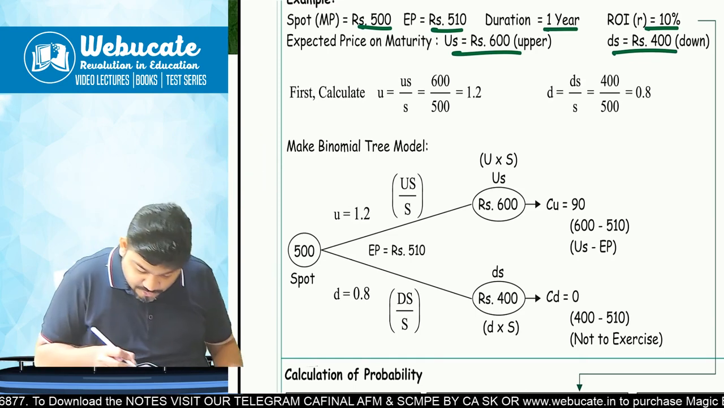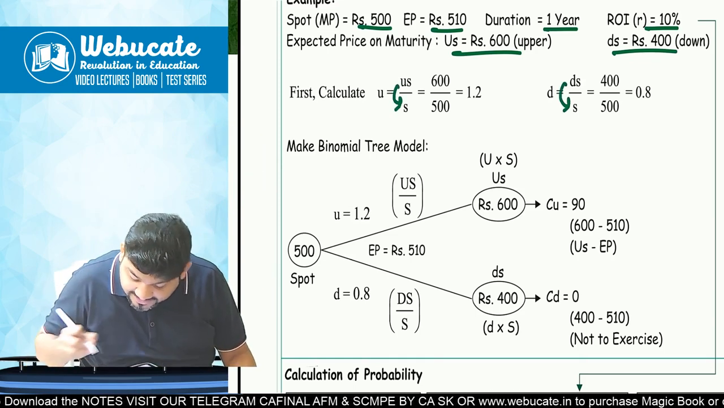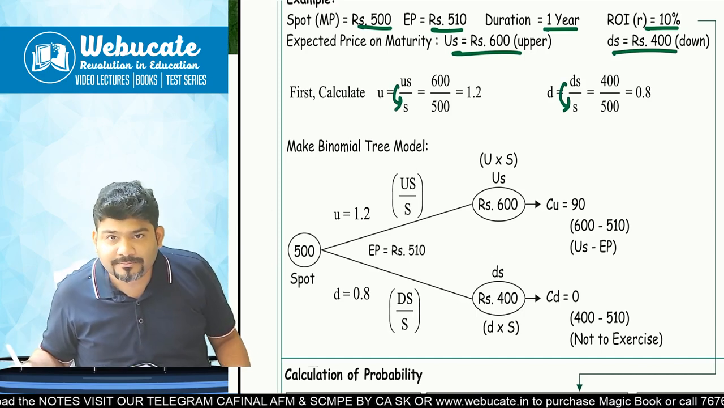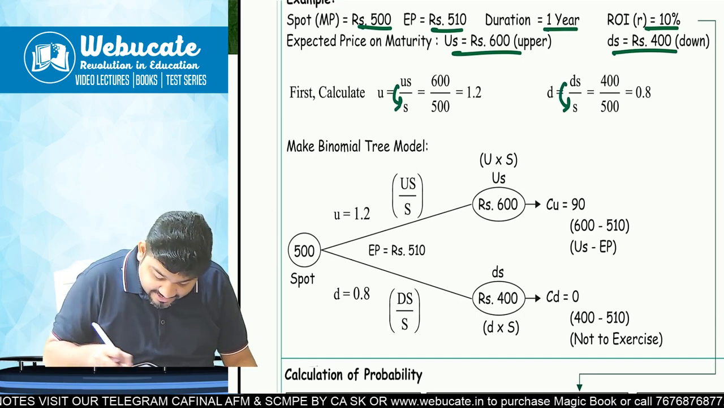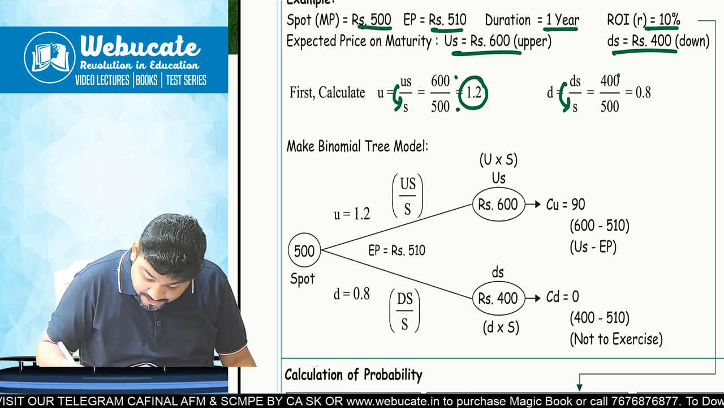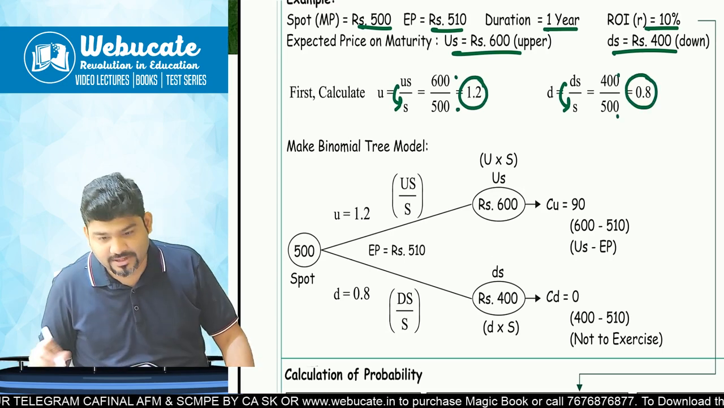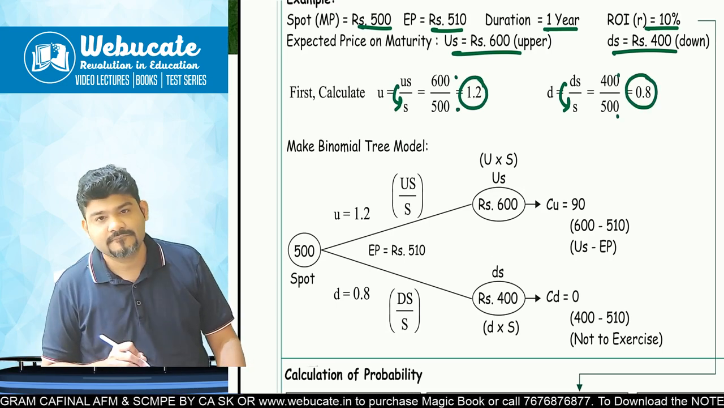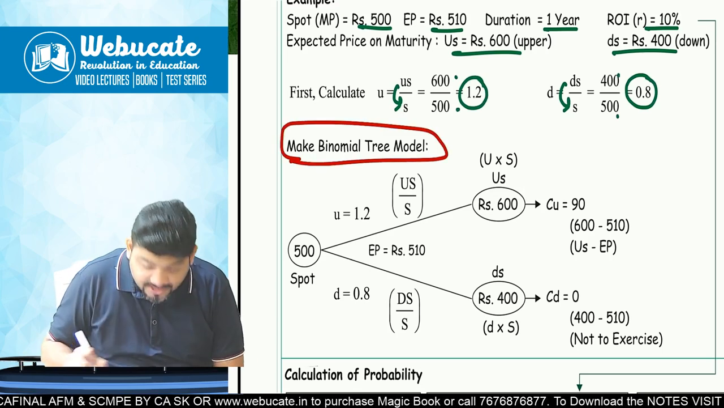So if US is given, US upon S, DS is given, DS upon S. So US upon S, spot is 500. 600 upon 500, 1.2. 400 upon 500, 0.8. Got it, everybody? Yes, sir. Make the binomial tree model.